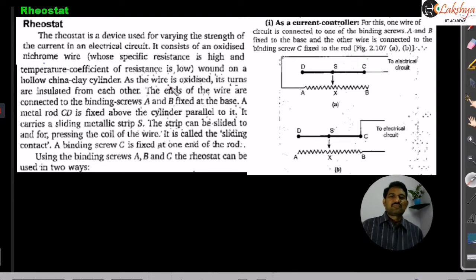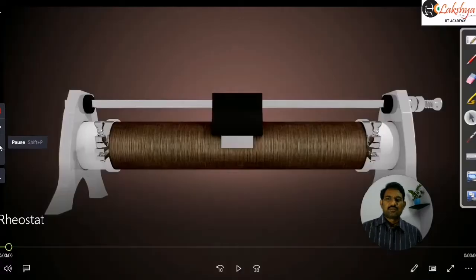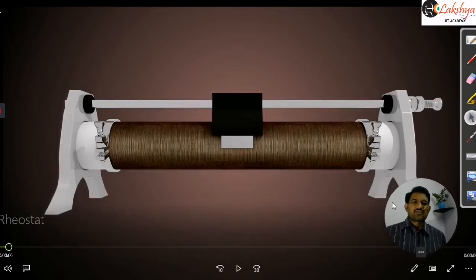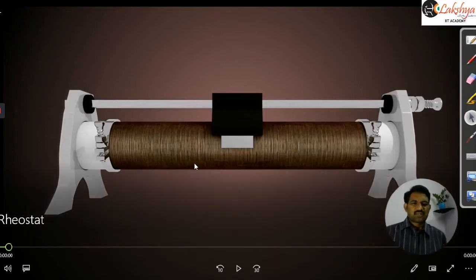And now I will show the diagram for this rheostat, then you will get more clarity about that. So now see this. This is the diagram. This is the rheostat, and practically the rheostat will look like that. Here you can observe that the wire is wound on this china clay cylinder, some insulating cylinder. There is not a single turn; the wire is wound for many turns here.